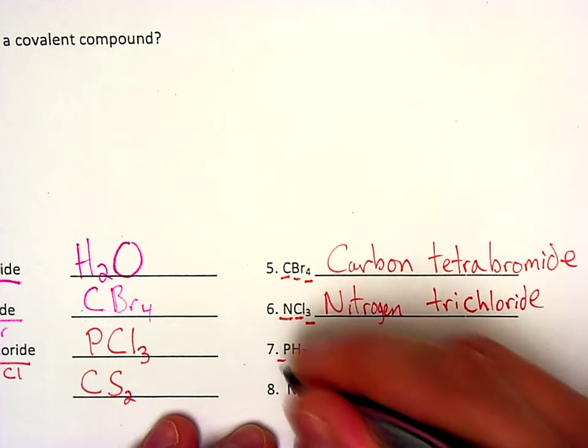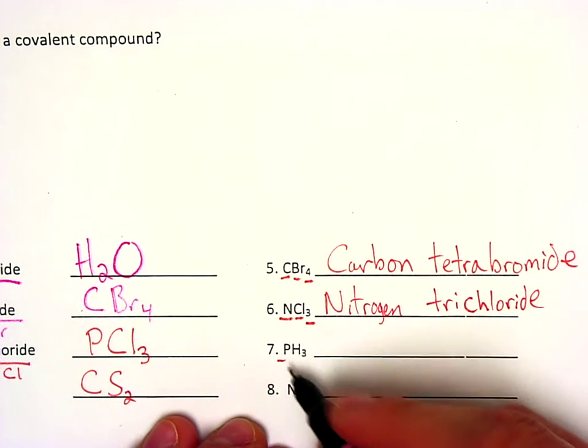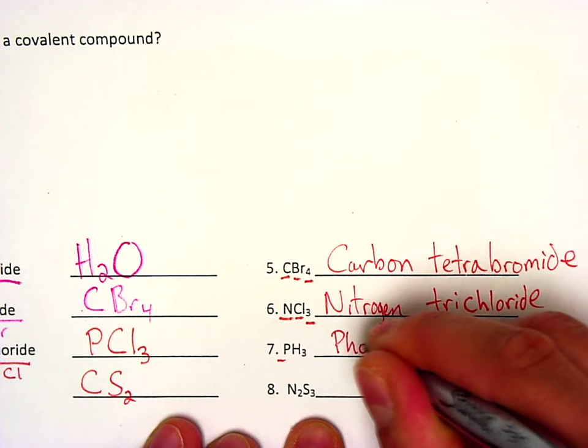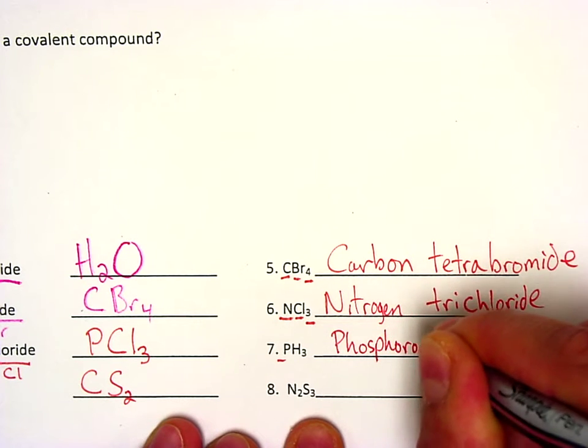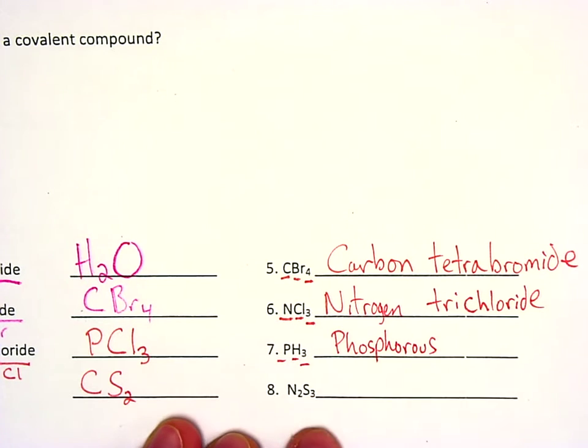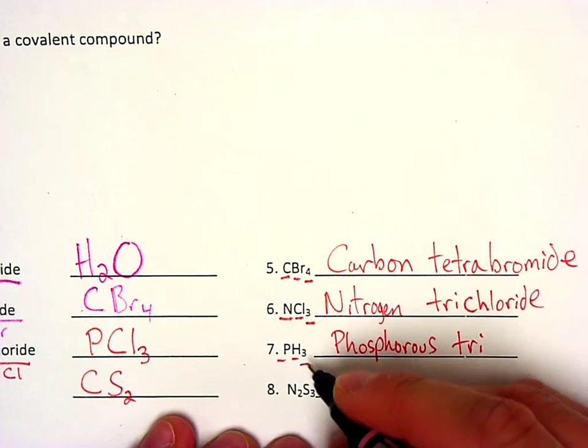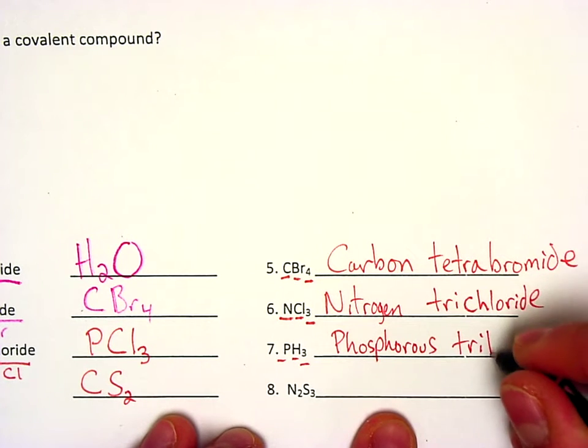Okay. Phosphorus, no subscript. So it means I have 1 of it, so I don't need a prefix, so phosphorus. And then here I have 3 hydrogens, so I need the prefix for 3, which is tri. And then instead of hydrogen, it would be hydride.